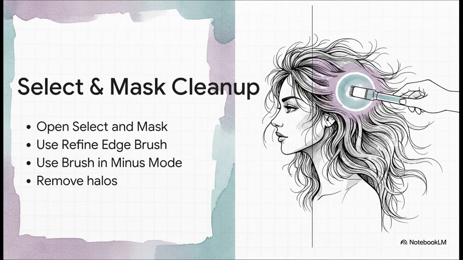For those really tricky edges we mentioned earlier, the Select and Mask cleanup method is hands down the best way to tame flyaway hair and fix complex edges. You just hit Ctrl plus Alt plus R to open that dedicated workspace. From there, you grab the refined edge brush or use the standard brush tool in minus mode, and you just gently paint over the transition areas. This essentially tells Photoshop to calculate the micro contrast between the hair and the background, stripping out unwanted edges and those ugly pixel halos that immediately scream bad Photoshop job.